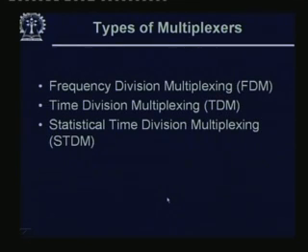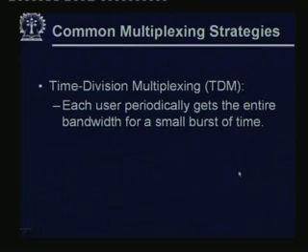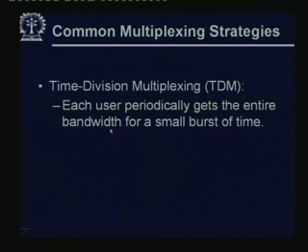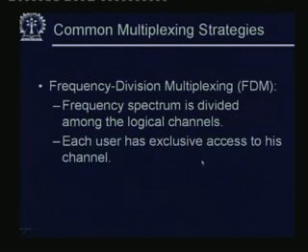Now, for the types of multiplexers, as I mentioned, we have FDM, that is frequency division multiplexing, TDM, that is time division multiplexing, and STDM, that is statistical time division multiplexing. So, we will look at these. Just quickly before we get into the details of each of these, in time division multiplexing, each user periodically gets the entire bandwidth. That means the entire channel is dedicated to one user, but only for a short period of time, for a small burst of time. After that, it is somebody else's turn. We will look at the details of this later.